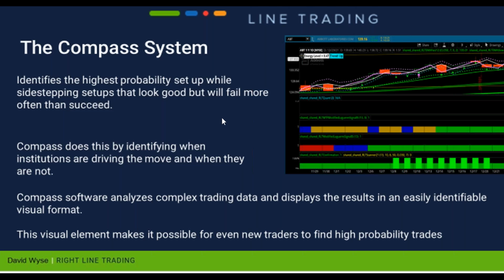All right, and again, this is just kind of a quick view of the Compass system, and I'll show you the Compass system here in a minute. But it does identify the highest probability setups while allowing us to sidestep the trades that look good but are going to fail more often than they succeed. We do this by identifying when the institutions are driving the move and when they're not. And the Compass system analyzes complex trading data and displays the results in an easily identifiable visual format. And you'll see that in a little bit, why the Compass system makes it so easy, even for new traders, to identify bullish and bearish setups and when institutions are in the trades and when they're not.